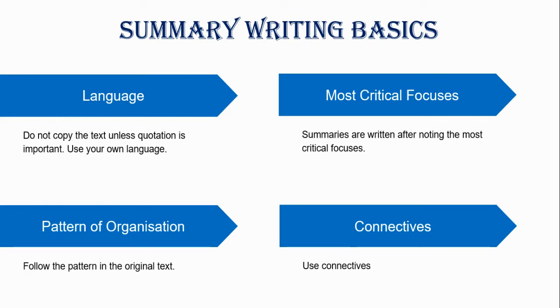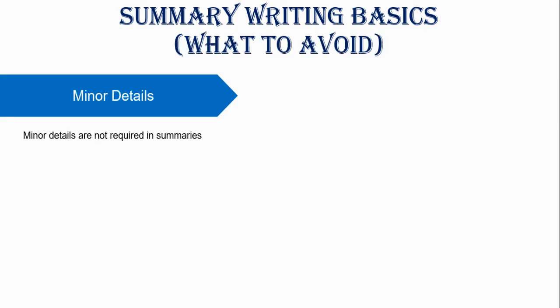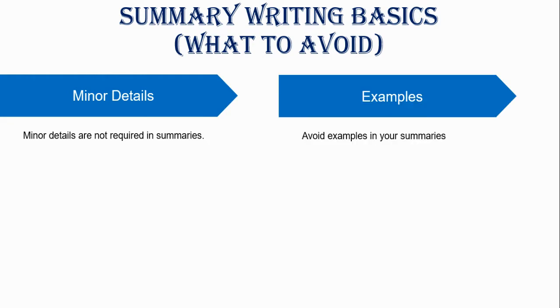The use of connectives is very important in summaries because connectives are used to condense a document or to bring together different sentences or paragraphs. There are certain things that you need to avoid while writing a summary. First of all, you need to avoid minor details that are not very important. You also need to avoid examples in your summaries.